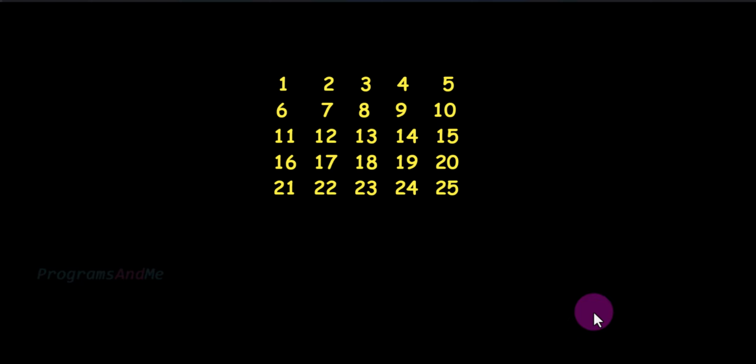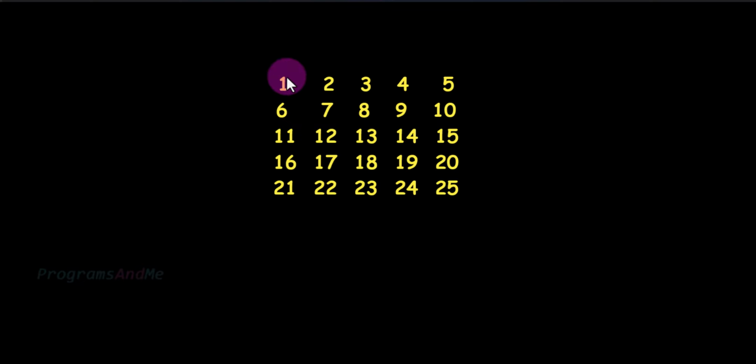Today in this tutorial we'll see how to write a Python program to print this number pattern. The shape of this pattern is a square, and the numbers we want to print are: first 1, next 2, 3, 4, 5. In the next row 6, 7, 8, 9, 10. We want to print continuous numbers.